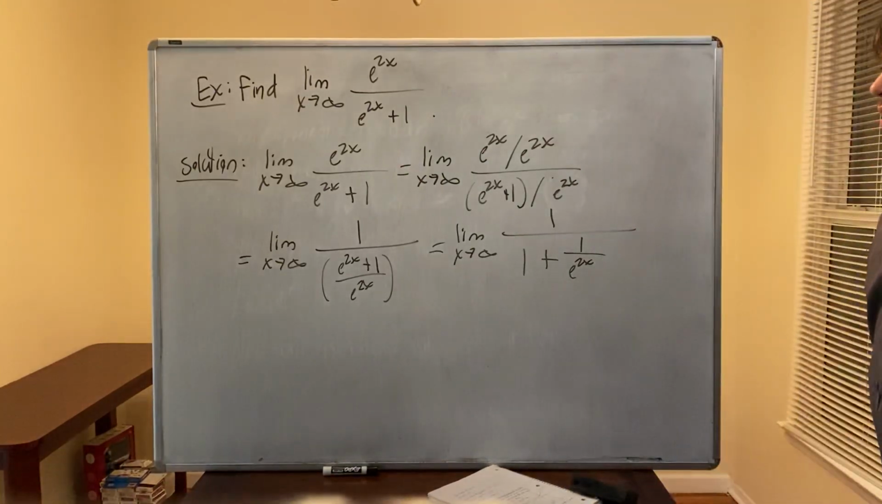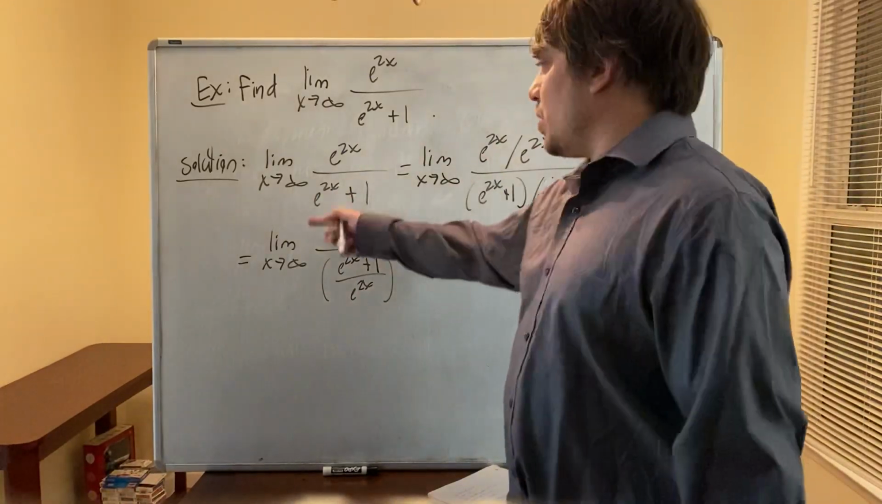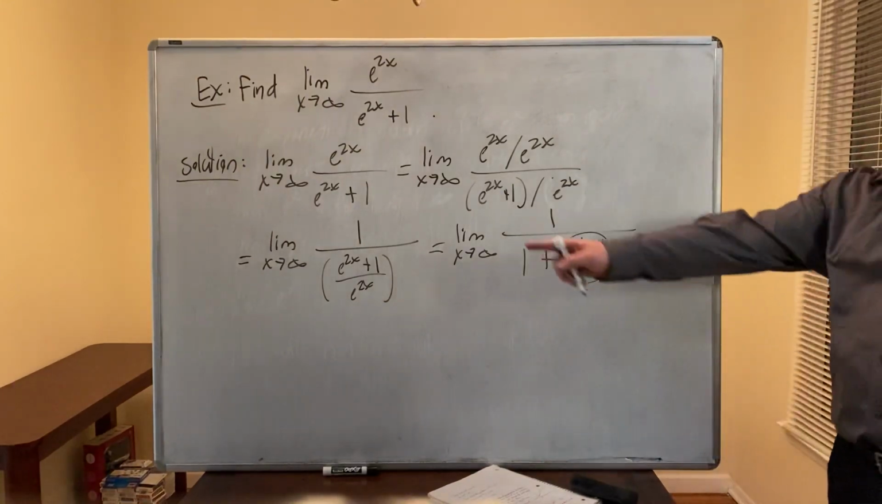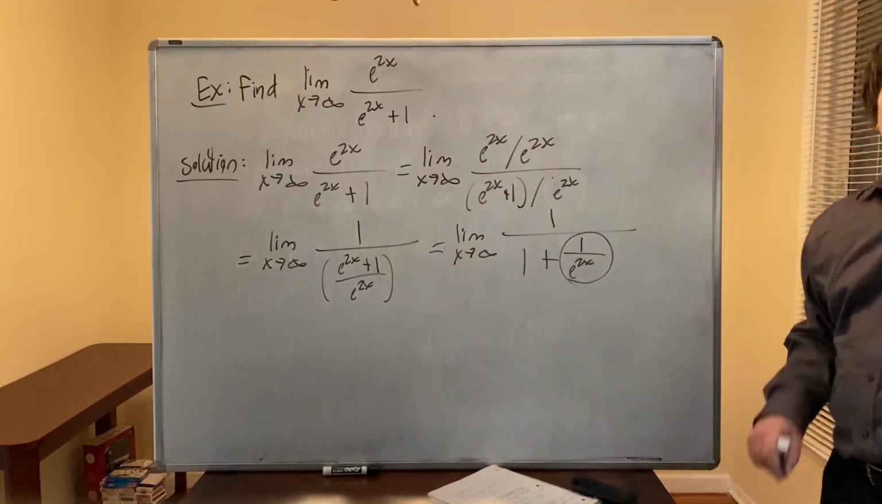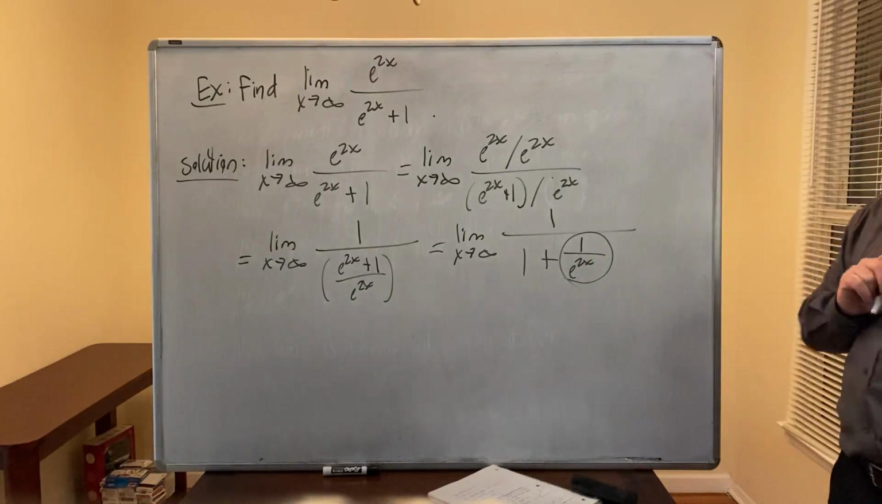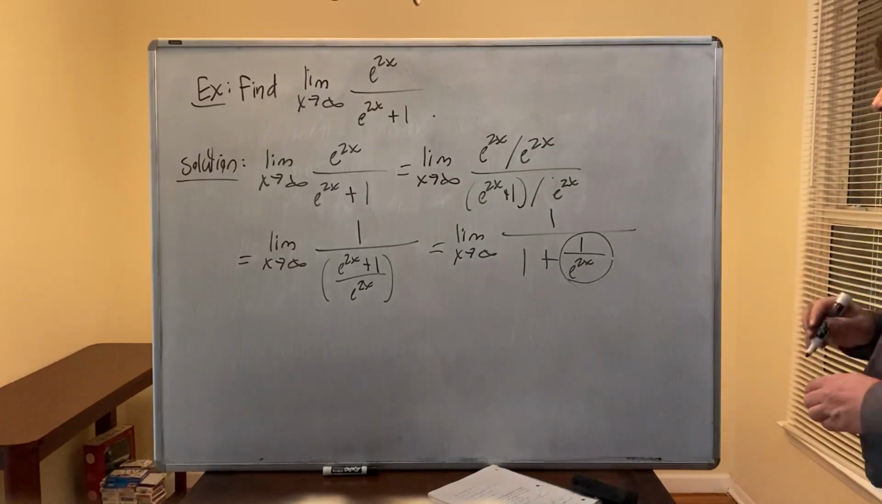And see what I did here? Here there was e to the 2x here and here, but by dividing by e to the 2x in the numerator and denominator, I am now left with only one thing that's weird. So the original limit is equal to the limit as x approaches infinity of 1 divided by 1 plus 1 over e to the 2x. So the hardest thing about this is just one fraction, 1 over e to the 2x.